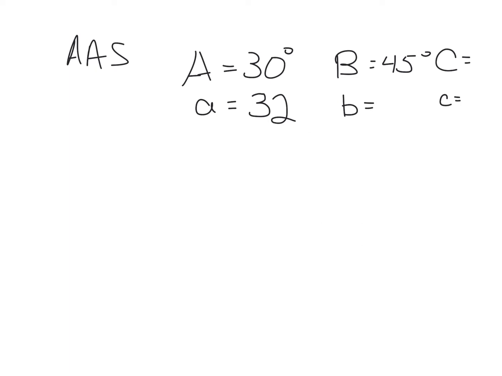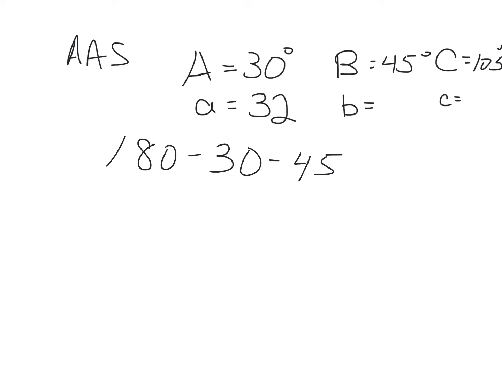Alright, so an AAS triangle example. I'm giving you capital A equal to 30 degrees, capital B equal to 45 degrees, and lowercase a equal to 32. We need to find the rest of the information. The one easy bit of information we should find right away is capital C, because you know that a triangle's angles sum to 180 degrees. So we get 180 minus 30 minus 45, which gets us 105 degrees.